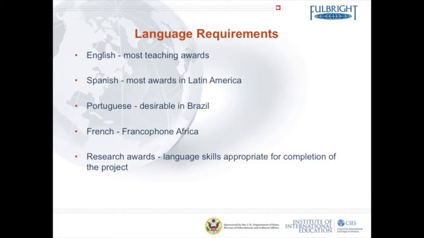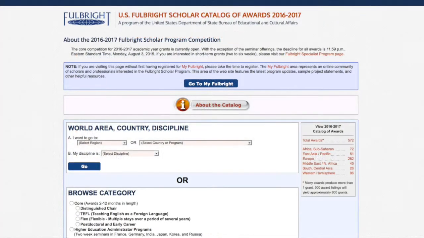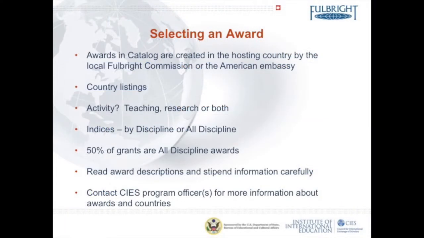Moving on to selecting an award, I keep mentioning the catalog of awards. This is available online. It's published every year in February. That's the opening of our competition. And for the few months leading up to the day when the publication goes live on our website, our office is working very closely with our partners overseas. It's a very searchable catalog online, so you can look for award opportunities by things like region or country, by discipline, by activity, or by category.